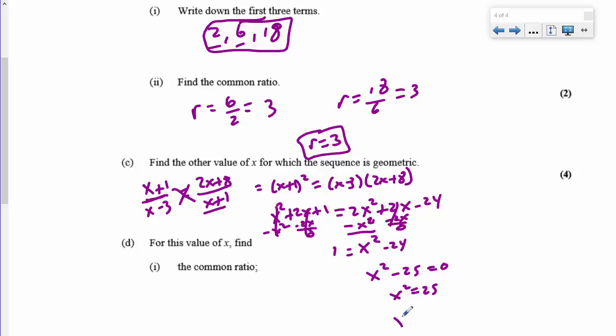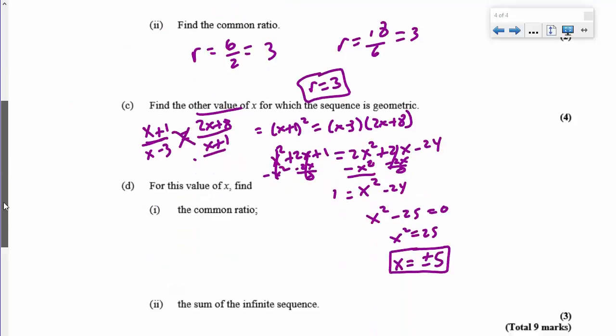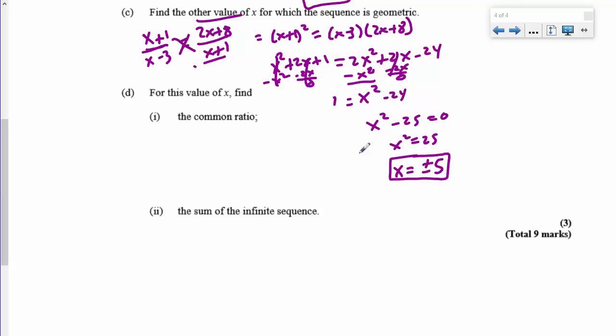What do you square to get 25? There are two possible answers. It'll either equal plus or minus 5. So what's the other value? Well, they already told you up here that one of the values is x equals 5. So it stands to reason that the other value is the negative version of that. So x equals negative 5. That will be the other solution, and that's the answer for part C.